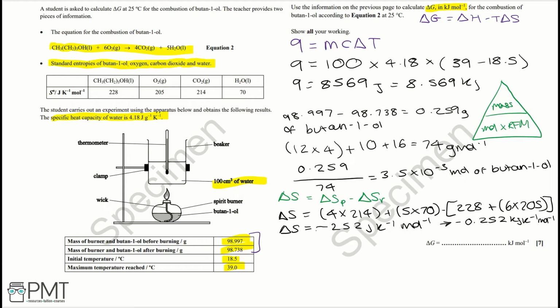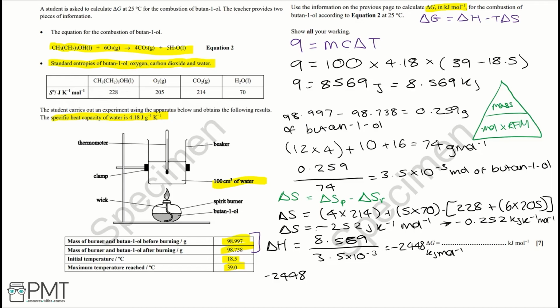And now, working out delta G with all the information, we need delta H. And we can work out delta H using our Q value of energy and our moles. So delta H is equal to 8.569 divided by 3.5 times 10 to the negative 3, and that equals minus 2,448 kilojoules per mole.